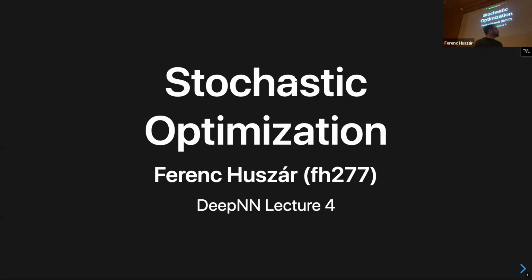Okay, so welcome back to lecture 4 of deep neural networks. And as we have said many times, the topic that we will cover today is stochastic optimization, the actual form of gradient-based learning that we typically do in neural networks.